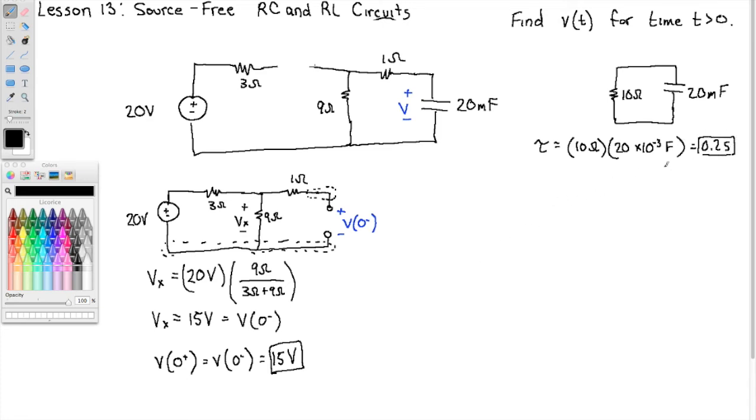Now, we have the time constant, we have the initial voltage, so the voltage across that capacitor as a function of time is 15 e to the minus t over 0.2 volts. And this is again for t greater than 0.